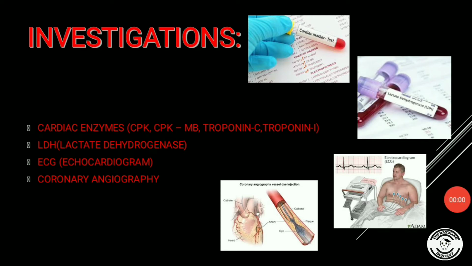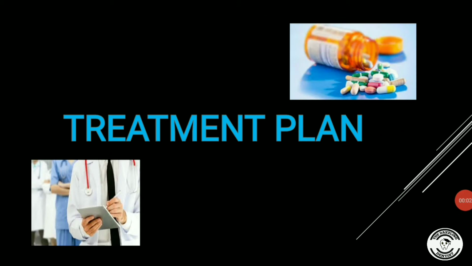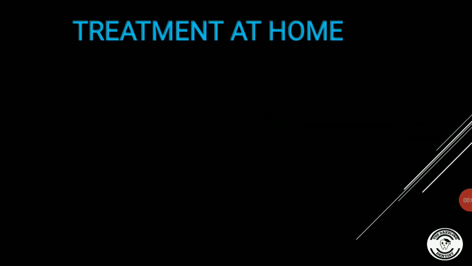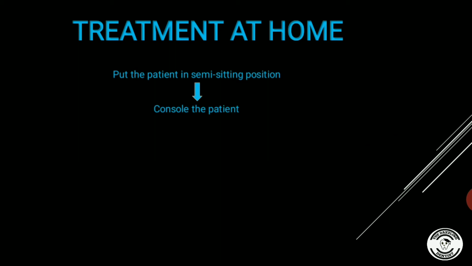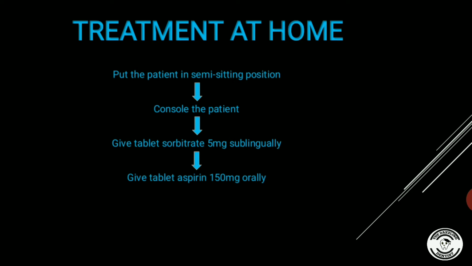Okay. Now, what is the treatment plan for heart attack? First is treatment at home. In this, put the patient in a semi-sitting position, console the patient, give tablet sorbitrate 5 mg sublingually, give tablet aspirin 150 mg orally, and then finally shift the patient to the hospital.